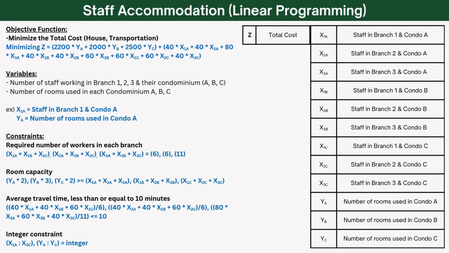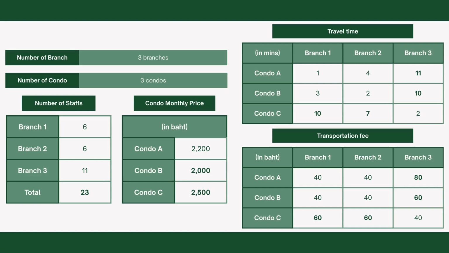In terms of mathematical formulation, our objective is to minimize z. There are 12 decision variables and 4 constraints as shown on the left side of the screen. Next are the parameters. As we mentioned earlier, there are 3 branches and 3 condos. The total number of staff working in branches is 23. In terms of the condo fee per month, condo C has the highest price and condo B is the lowest. And the travel time and transportation fee are as shown on the right side.